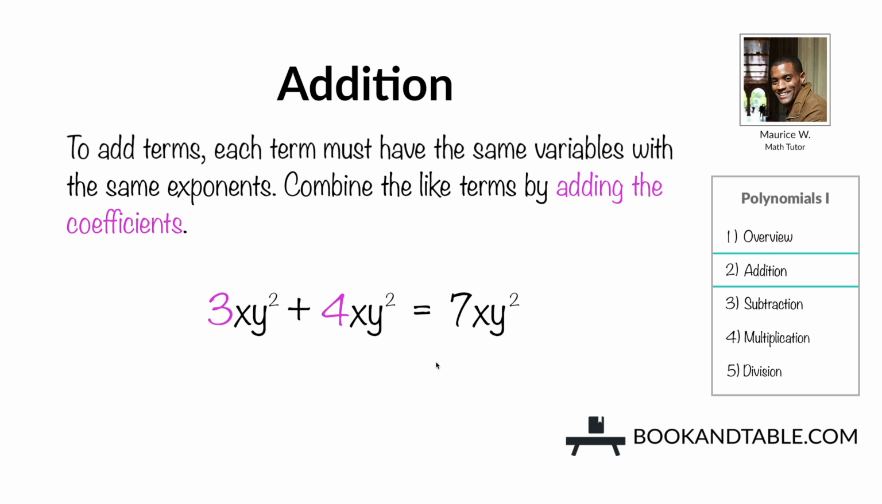Okay, so to add terms in a polynomial, each term must have the same exact variables with the same exponents. Since these are being multiplied, the variables do not need to be in the same order. They just all need to be present. So y squared times x is equal to xy squared. So the order doesn't matter. They just need to have the same variables with the same exponents.